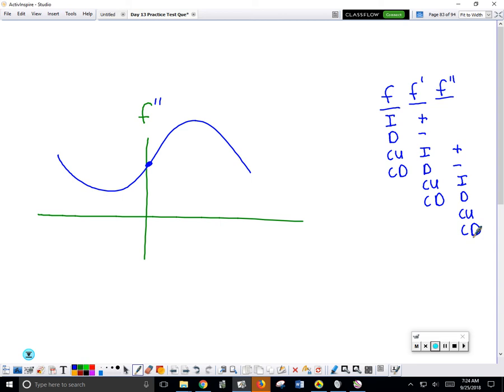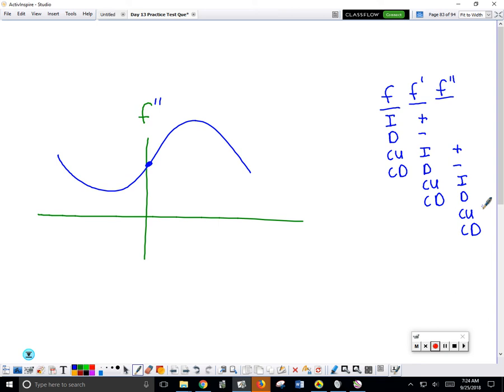So I'm looking at F double prime, trying to find the inflection point on F double prime. In that case, my eye is only looking right here and nowhere else. I'm just looking to see where F double prime changes from concave up to concave down or vice versa. That's all I'm looking at. So if this is an F double prime graph and I'm looking for the inflection point on F double prime, I found it.